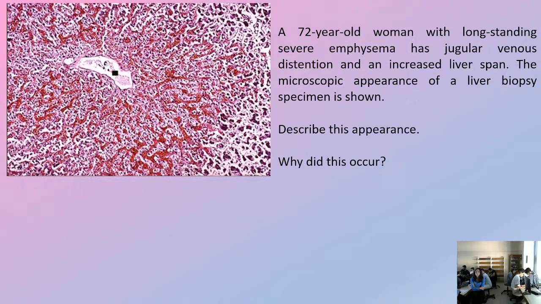So, what happened to the heart? We have jugular venous distension and increased liver span. The liver has increased in size because it's filled with blood. The blood cannot circulate through the right heart, so we have congestion. And this is called cor pulmonale. That means right heart insufficiency due to a chronic lung disease in this instance.